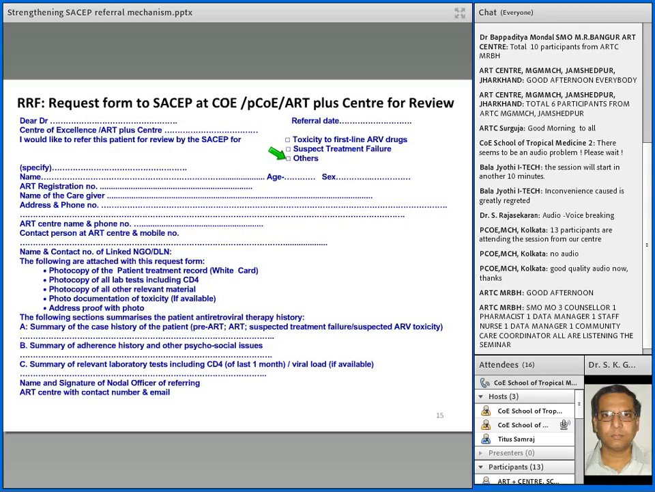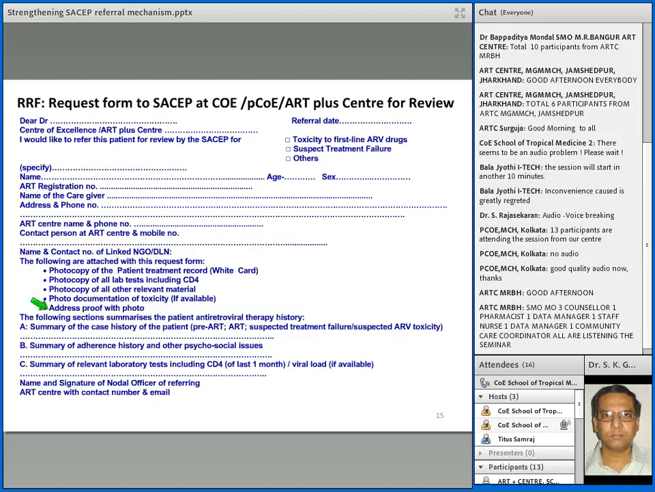The important thing, this is the checklist of what you need to send: photocopy of the patient treatment card record or white card, and photocopy of all lab tests, including the CD4. At times we see that three CD4s are sent, a baseline, peak value and the current value. But you need to send a photocopy of all the lab tests, including all the CD4 counts. And photocopy of all other relevant material, photo documentation of rash, which I have already talked about, and address book with photograph of the patient should be there.